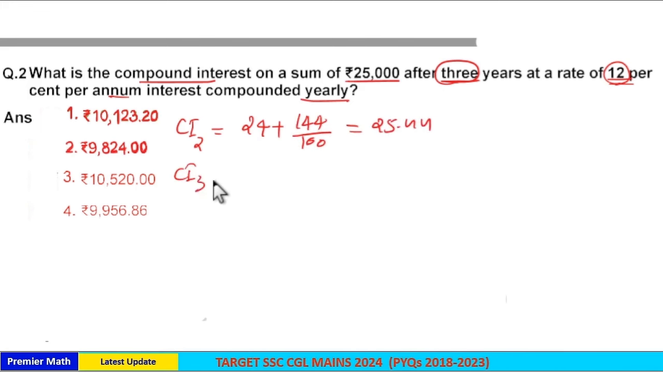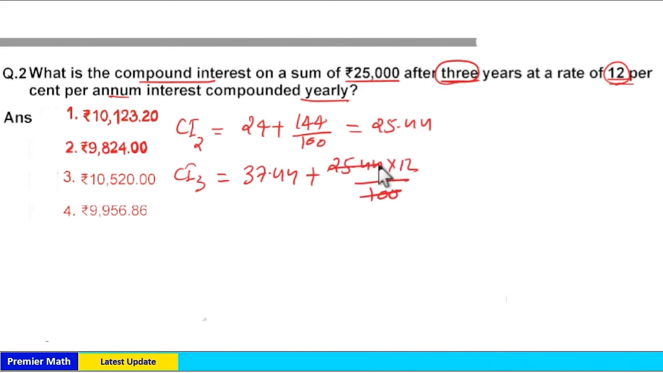Now compound interest for 3 years is equal to 25.44 plus 12. Third year it is 12. So which is equal to 37.44 plus 25.44 into 12 divided by 100. Now divide 25 with 100, which is equal to 0.25, means 1 by 4. 1 by 4 into 12 is equal to 3. Now this is equal to 40.44%. Now 10% of 25,000 is equal to 2,500. Then 40% is equal to 10,000. And here option 1 is your answer.